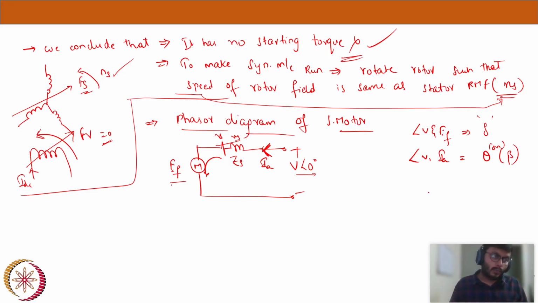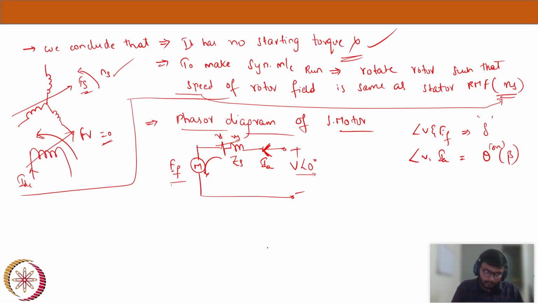This is how the equivalent circuit of a synchronous motor would look. Here the impedance is ZS. My bus voltage is V at an angle 0. Since it's a motor, it is drawing power from the source. If you assume that's the direction of IA, it means it is a motor operation, and that will be IF, you can see here.